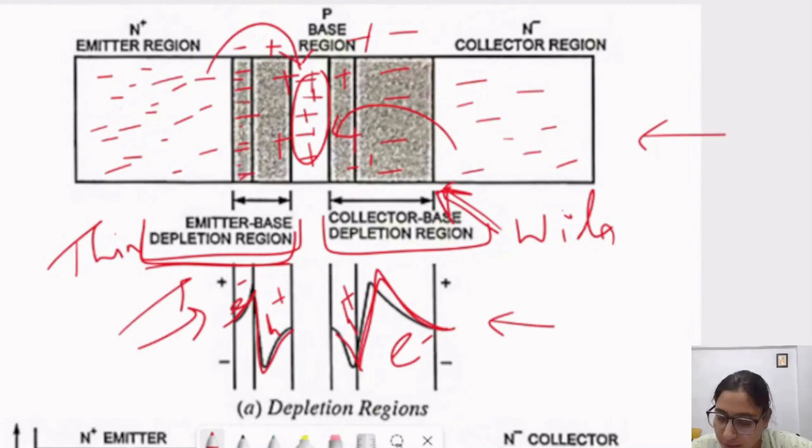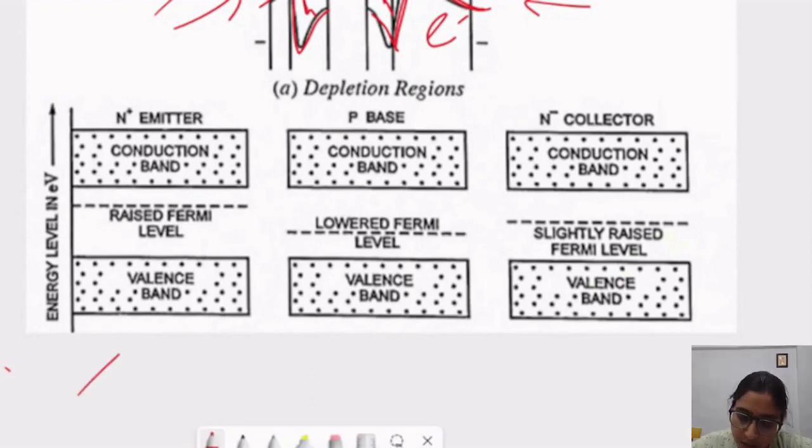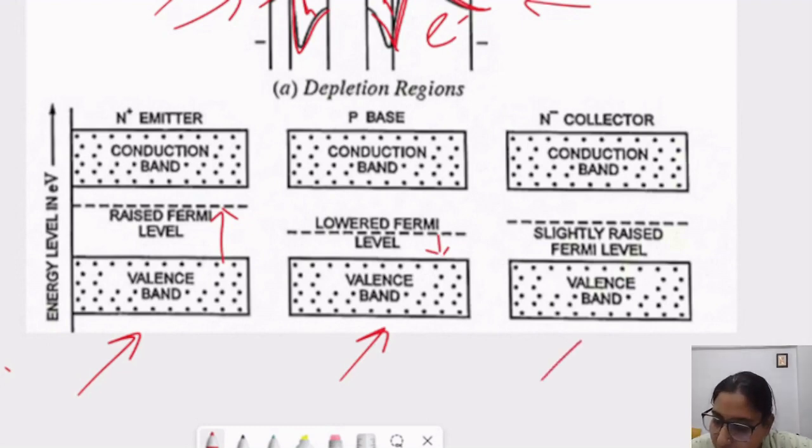Now, we will discuss the Fermi level in the transistor. This is the Fermi structure of an NPN transistor. This is the emitter region. We see that in the emitter, heavily doped electrons are there, so the Fermi level is shifted towards the conduction band. Similarly, on the P side, electrons are in the minority, so the Fermi level is shifted towards the valence band, slightly lowered. And this is the collector junction. In this, electrons are moderately doped, so this Fermi level is slightly raised, not touching the conduction band, but slightly raised. So, this is the Fermi level diagram of an NPN transistor.